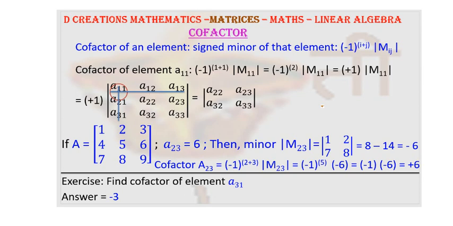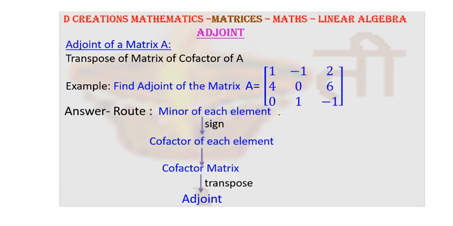Now, obviously, if you find out cofactor for each of these elements, you can formulate a cofactor matrix. This step. And then the last step is simply taking transpose of it. I hope you remember what a transpose is. It is switching of rows and columns, right? So let's do an example so that you will understand this in more detail.